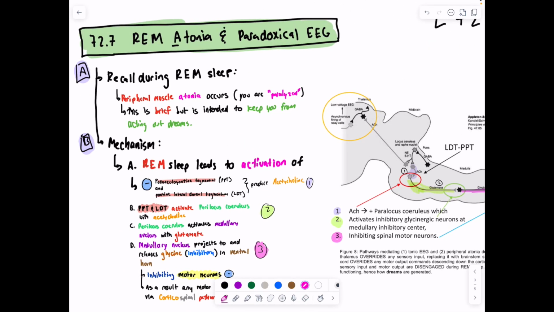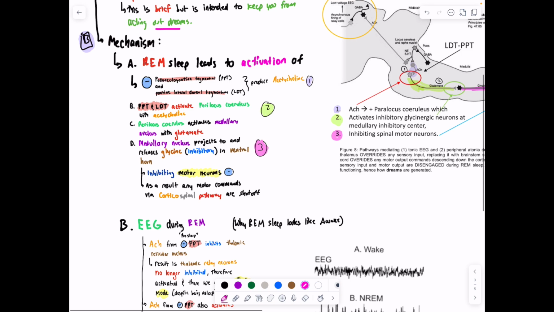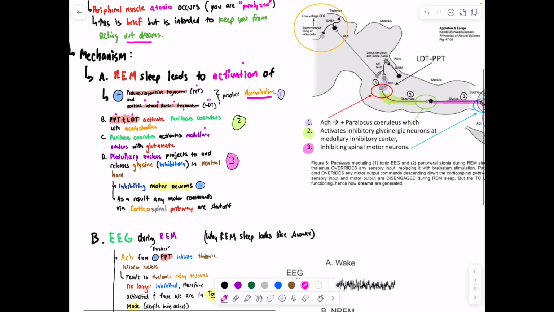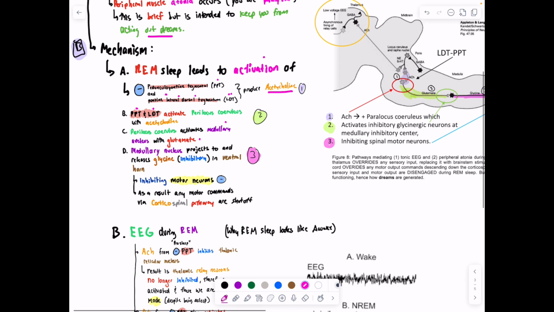Well, during REM sleep, we have peripheral paralysis, atonia. It's brief, but it's intended to keep you from acting out your dreams. And so the mechanism is REM sleep leads to the activation of the pedunculopontine tegmental nucleus, PPT, and the pontine lateral dorsal tegmentum, LDT, which produce acetylcholine. And then the PPT and LDT are going to activate the perilocus coeruleus, which is adjacent to the locus coeruleus, and then that's going to activate a medullary nucleus with glutamate, and then the medullary nucleus is going to project to and release glycine, which is inhibitory, into the ventral horn, which is going to inhibit the motor neurons in the ventral horn.